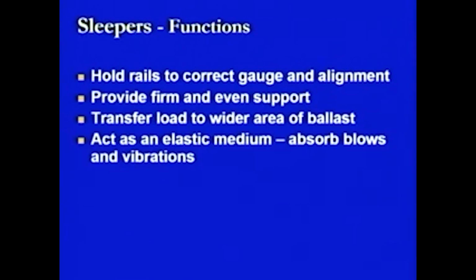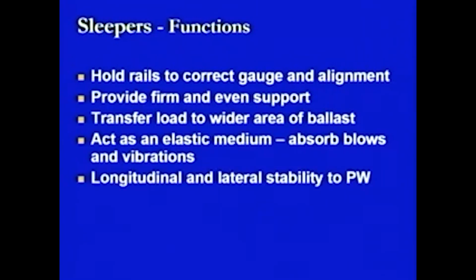It should act as an elastic medium, that is, it should be able to absorb the blows or the vibrations which are coming from the movement of rolling stock over the rail sections. If it is not elastic in nature, then the deformation will keep on increasing, and finally the track will become irregular in shape, or there will be a higher amount of settlement at certain locations. So, as soon as the load has been removed, it should come back to its normal condition.